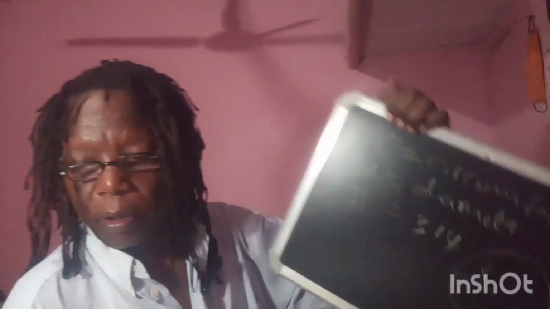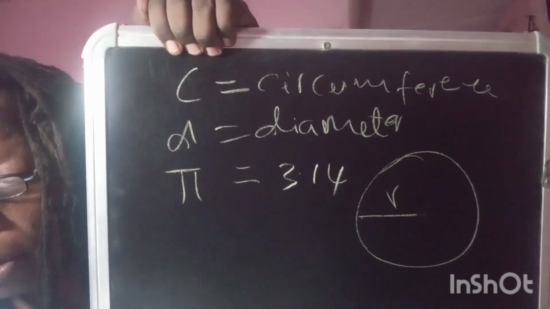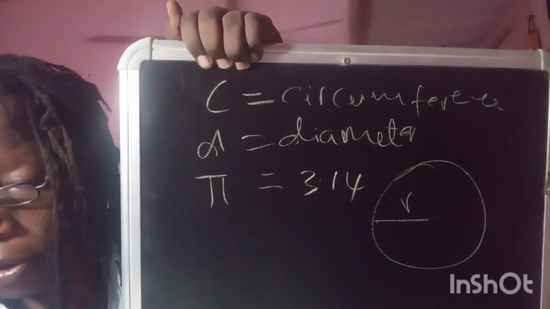Okay, C is equal to circumference. D is equal to diameter. I'll show you this diameter, and pi is called pi in maths, which is 3.14. And we are going to calculate the circumference of the circle. This one, I'm giving the radius r. Circumference, diameter, and pi.